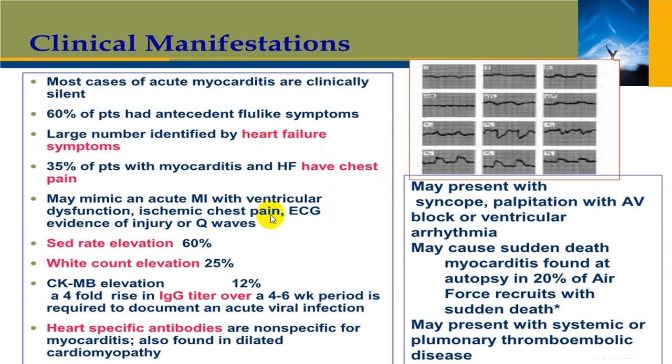Myocarditis and heart failure can have chest pain, and this may mimic acute myocardial infarction because of the presence of troponin. A good number of times it is misdiagnosed, and the ECG also shows changes. So ventricular dysfunction, ischemic chest pain, ECG showing injury pattern. Sometimes there is even an appearance of Q wave.